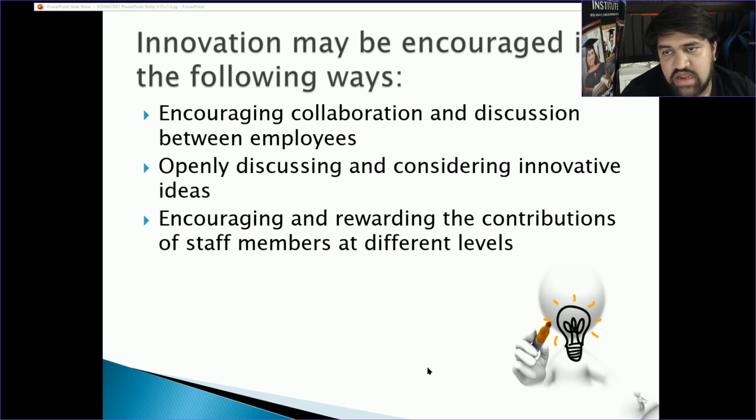Innovation may be encouraged in the following ways: encouraging collaboration and discussion between employees, openly discussing and considering innovative ideas, encouraging and rewarding contributions of staff members at different levels. So this is all about including everybody. This has a lot to do with diversity as well. If you have one sort of person in your kind of business, you will only have one sort of idea. So include a lot of diverse people, so you have a diverse range of ideas and experiences and cultural knowledge, so you can use that to your advantage in your business.